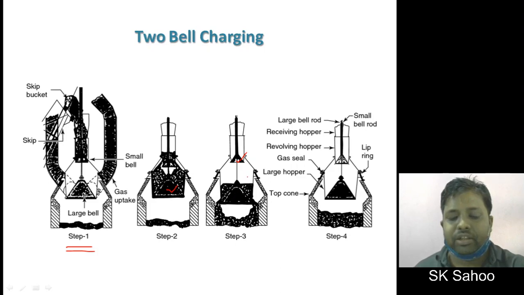The rod supporting the large bell passes through the pipe which supports the small bell. This is the rod for the large bell. So we can operate both the bells individually or independently.